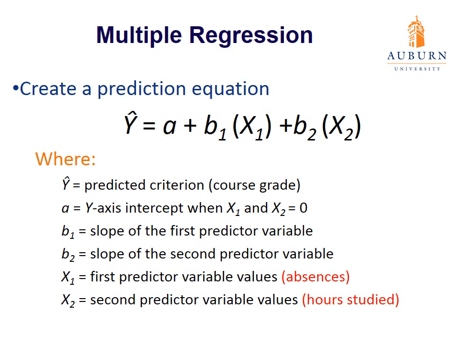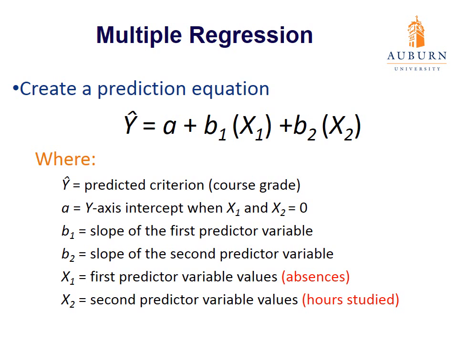And so our new equation would now be y hat, which is our criterion, in this case the course grade of a student at the end of the semester, equals a, which is a constant that represents the y-axis intercept when both x1 and x2 equal 0. So in other words, when students have 0 absences and they don't study at all during the week, we can get an estimate of a student's grade. And so that's a, the y-intercept.